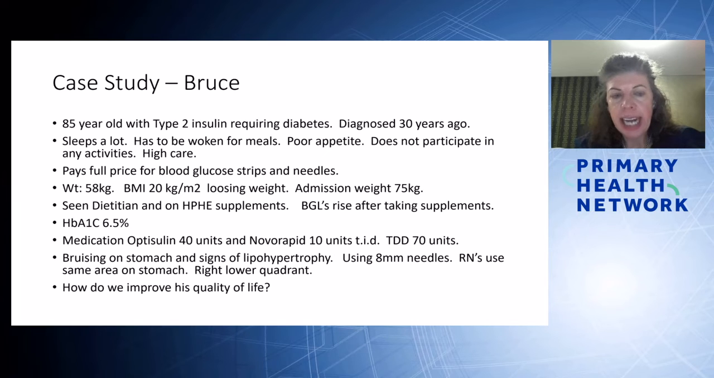He's seen the dietitian and been put on some high protein, high energy supplements, but the supplements are causing blood glucose levels to rise, and the nurses are concerned and have done a referral to the diabetes educator. HbA1c 6.5. Medication is Optisulin 40 units and NovoRapid 10 units with each meal, so a total daily dose of 70 units of insulin. There's bruising on his stomach, signs of lipohypertrophy. He's using 8 mm needles, and the RNs go to the same area of the stomach, the lower right quadrant, because that's the easier way to go because Bruce is sleeping all day. How do we improve his quality of life?